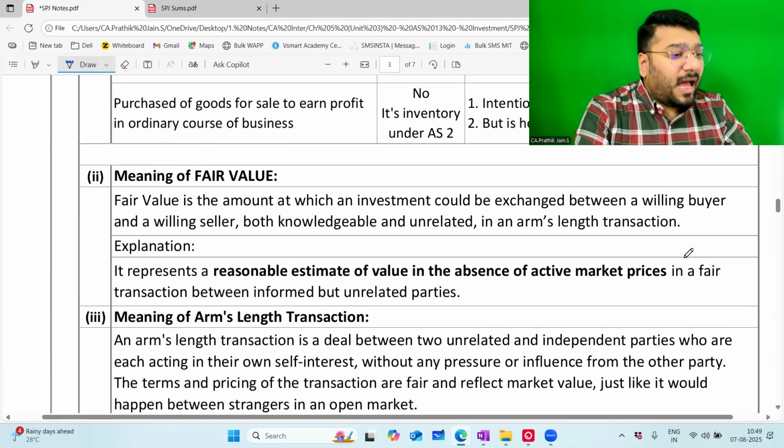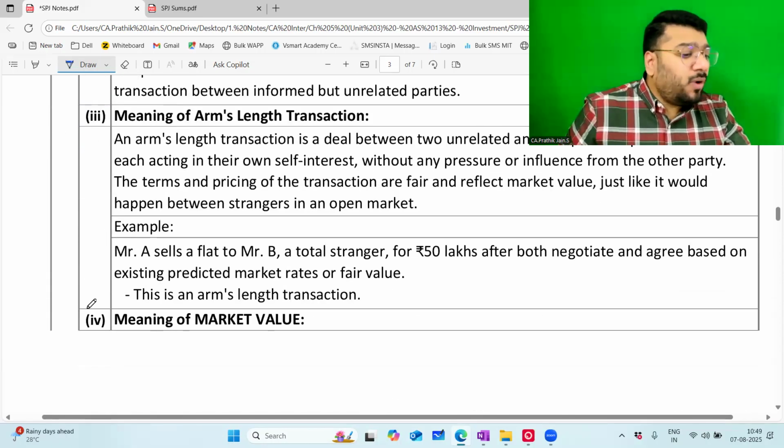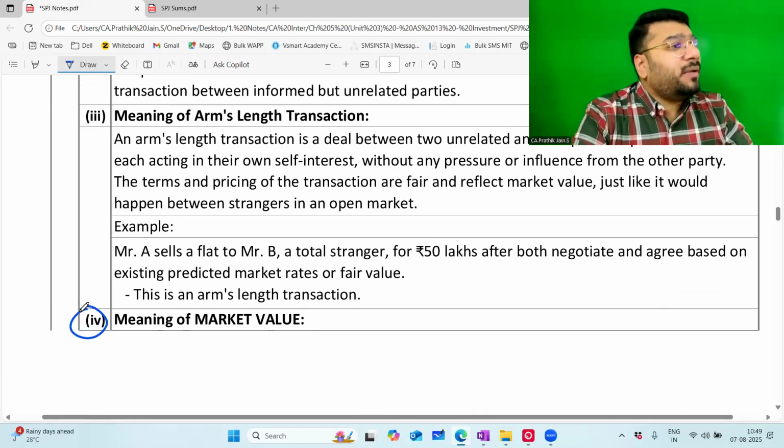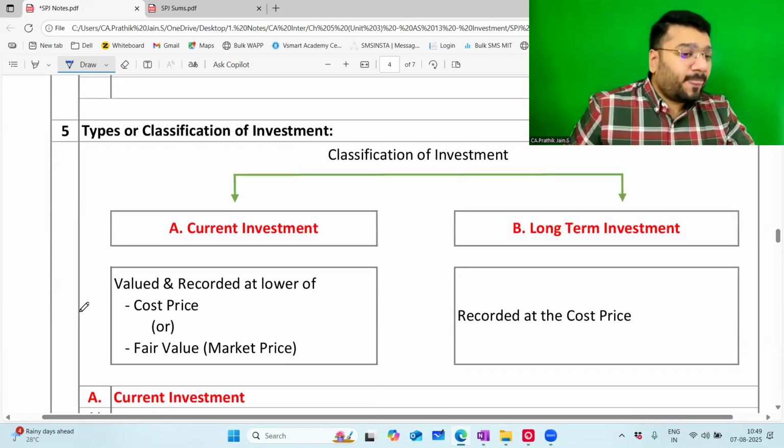Okay. I have to come back and explain to you the meaning of fair value and market value. Though I gave a brief discussion, I told you I'll be discussing this in the next class. So today I'll be discussing. Before that, let me discuss or revise some other points and come back.